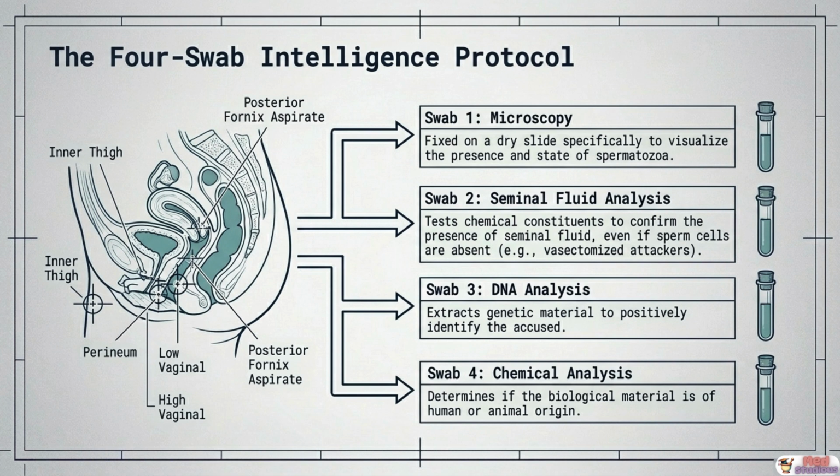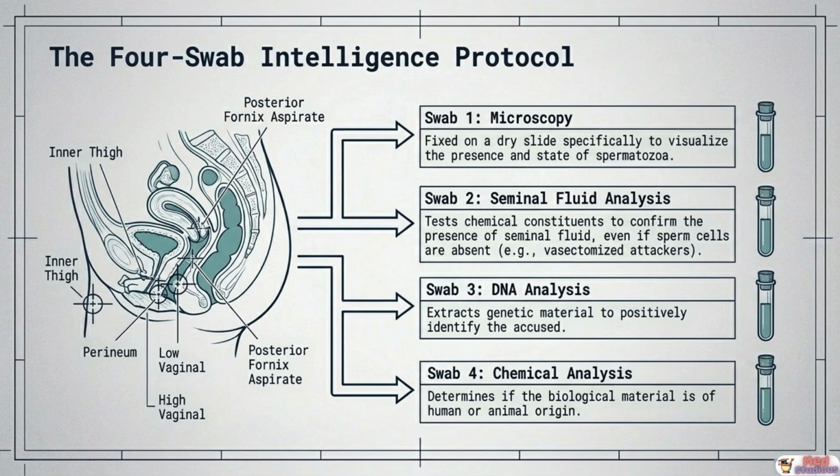Biological specimen collection in the forensic sexual offense examination follows a 4-swab intelligence protocol designed to extract maximum forensic information from vaginal samples, including those from cases where the perpetrator is azoospermic or vasectomized. 4 anatomical sites yield swabs: the inner thigh, the low vaginal wall, the high vaginal wall, and the posterior fornix, the deepest recess of the vaginal vault, where seminal fluid pools by gravity and is preserved longest. From these sites, 4 distinct analytical pathways are pursued simultaneously.